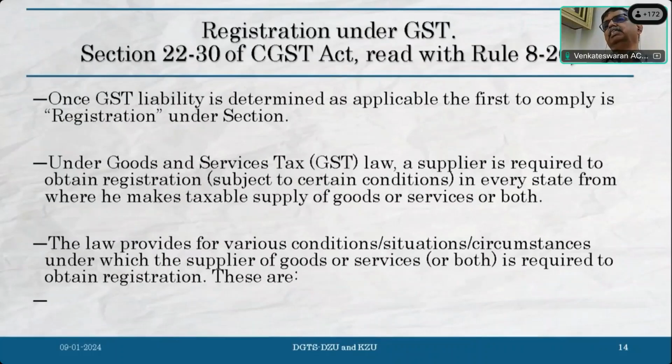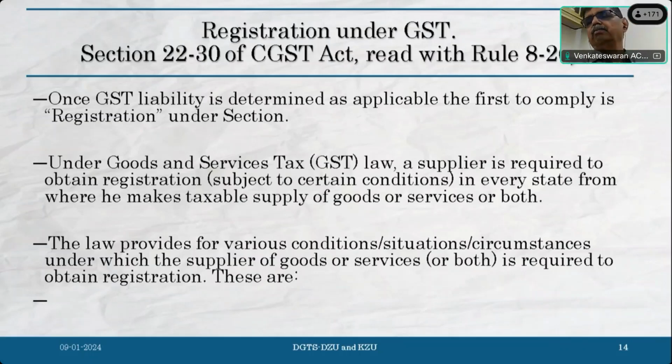Once GST liability is determined as applicable under the first schedule, registration is the first work. Under the law, a supplier is required to obtain a registration number, subject to certain conditions, in every state from where he makes taxable supply of goods or services. You know the GST scenario very well: one tax, one nation, and it is PAN based across all of India. The very same number will be used, but each and every state requires a separate registration. Within a state, you can have any number of additional premises under a single registration, or if you want multiple, you can use verticals.